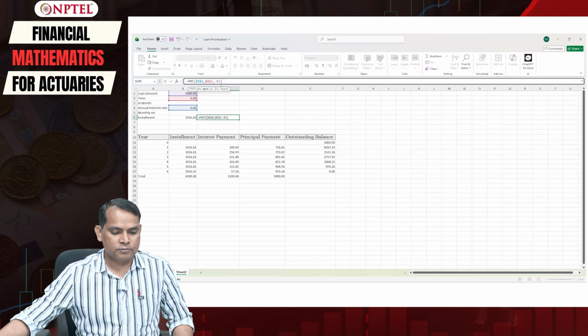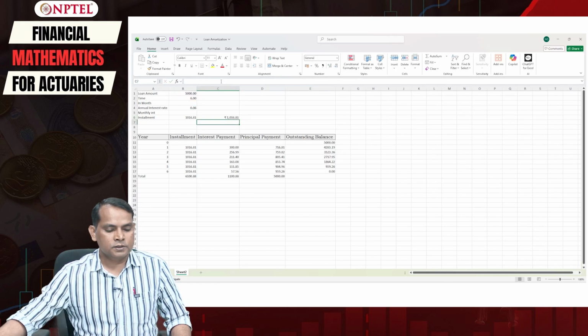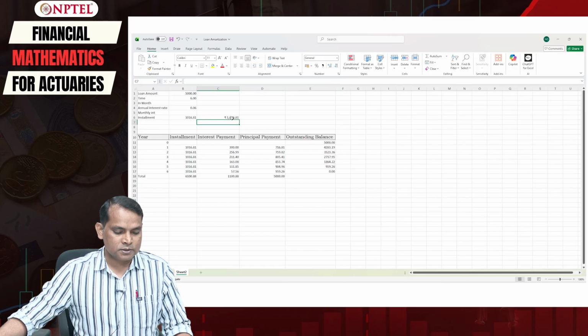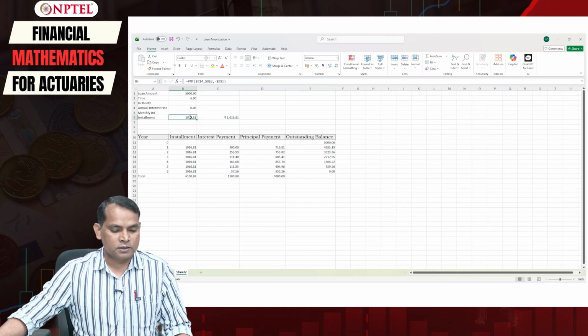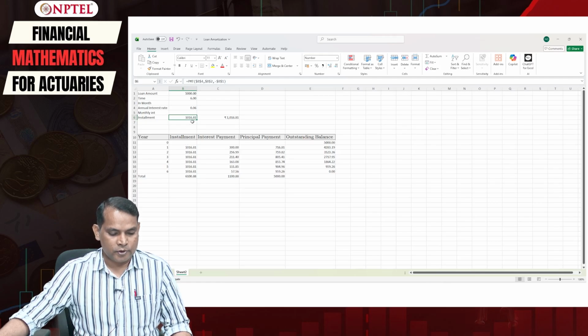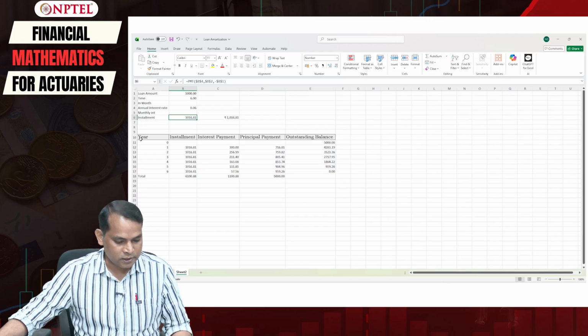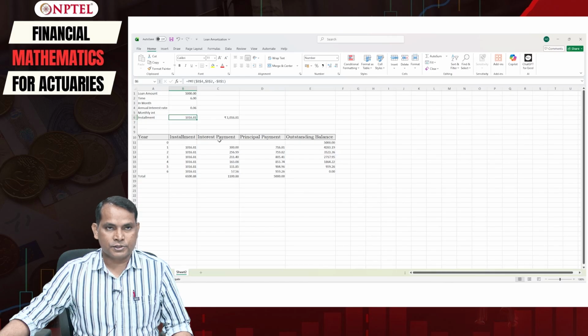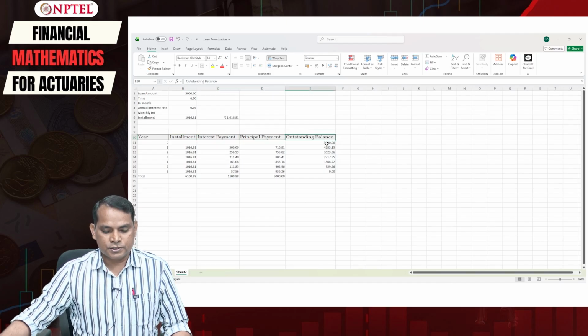Okay, that same thing I have done initially. So now after this you have just got the initial installment amount, that is $1016.81. Okay, so now write all this here: year, installment, interest payment, principal amount and outstanding balance. Note that initially the outstanding balance will become 5000.